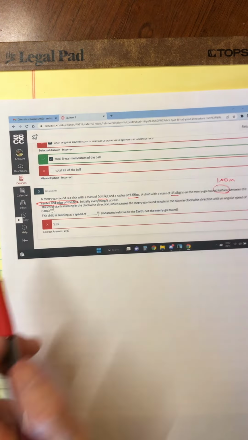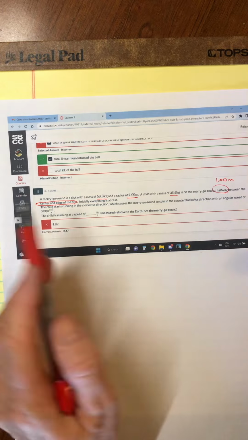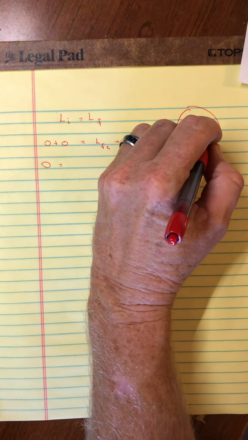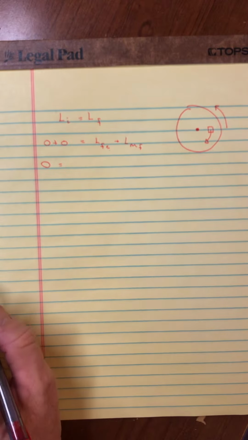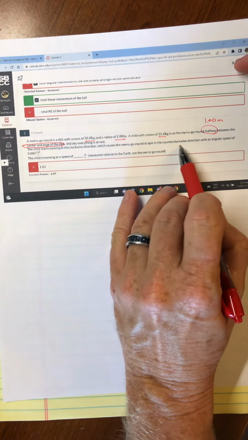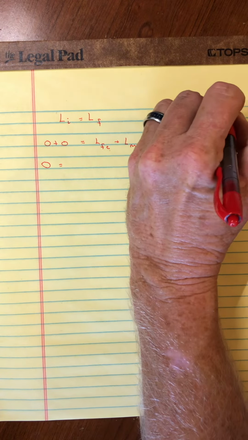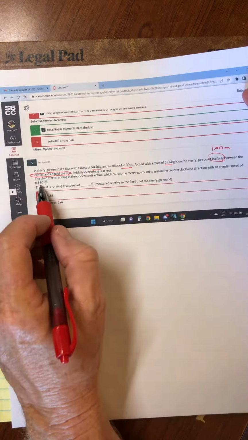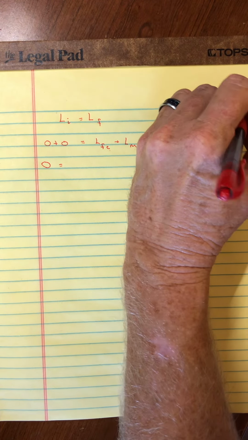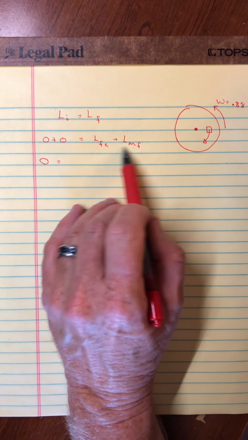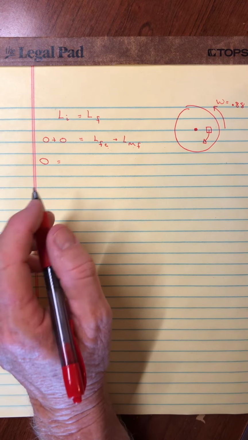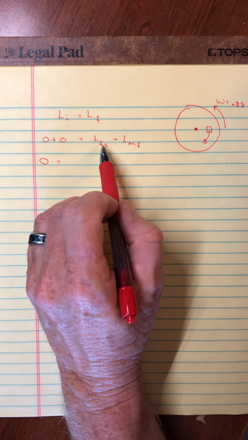Now, we don't have to decide that. They told us that the child goes in the clockwise direction. So the child starts to run this way, making the merry-go-round go the other direction. So the merry-go-round spins in a counterclockwise direction with a speed of, and they put 0.88. All right. So, like I said, the angular momentums then are equal in magnitude, opposite in direction. So let's talk about the child.